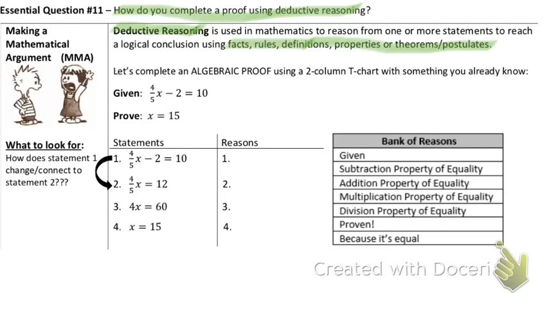So this reason leads to this reason, leads to this reason, and because of all these reasons, I now have a conclusion. And that's basically deductive reasoning.